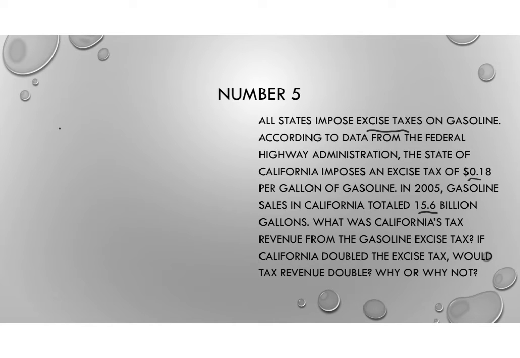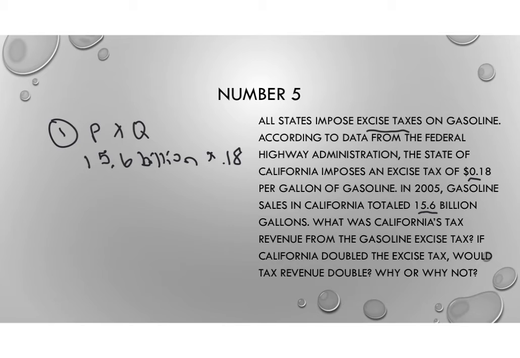So one question that we can look at is, what was California's tax revenue from the gasoline excise tax? Revenue is always going to be the price times the quantity. In this case, because we're looking at the revenue from the tax, we know that there were 15.6 billion gallons bought in California in 2005, and each one of those was taxed at a rate of 18 cents, right?